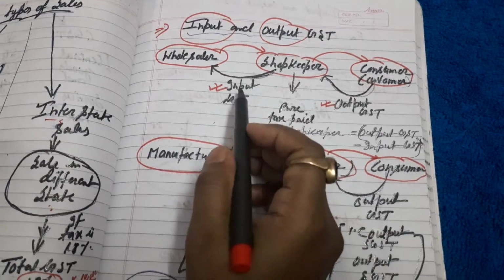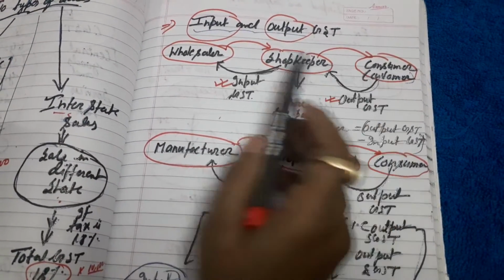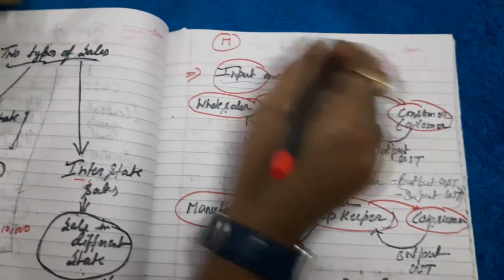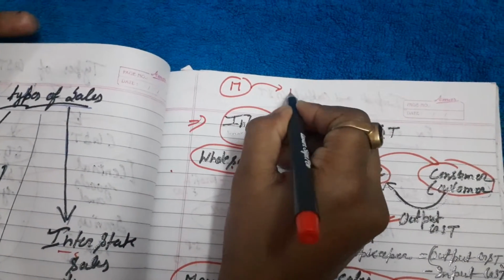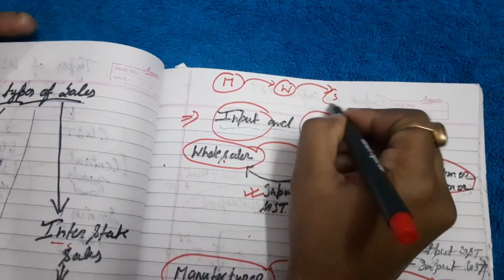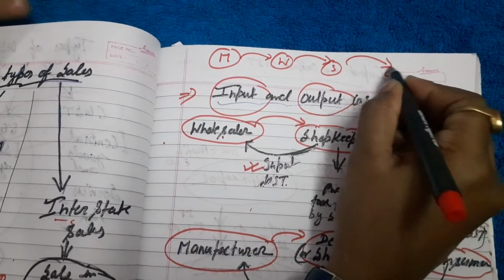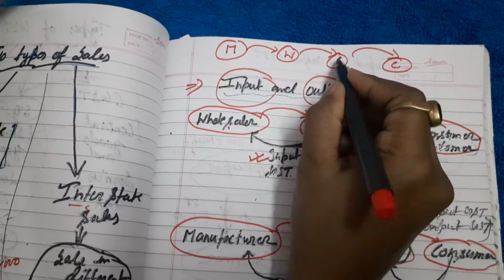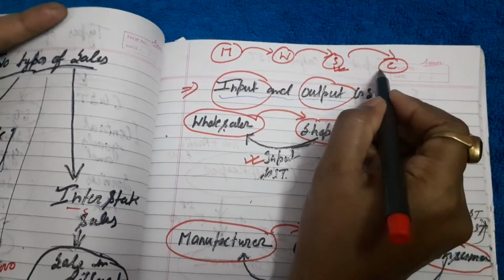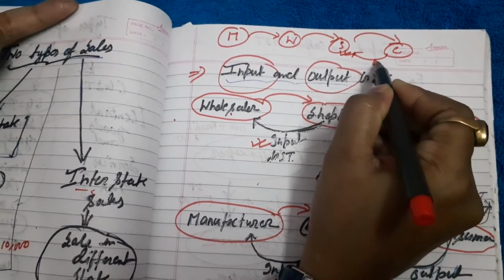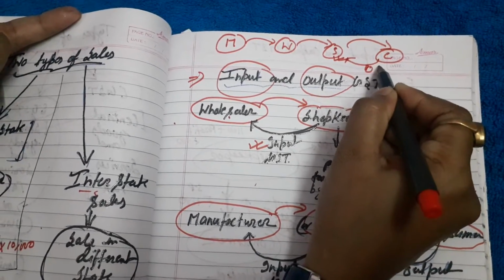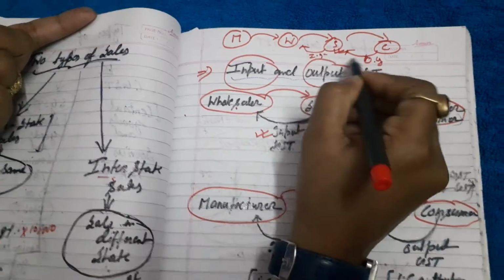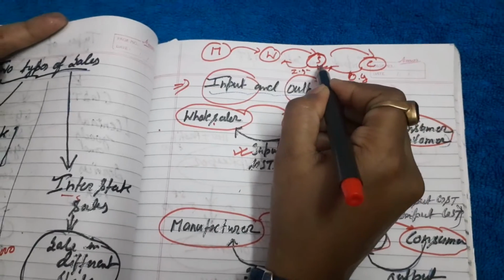See, sometimes you will see that there are 4 sellers: manufacturer, then wholesaler, then try to understand, there may be selling between 4 people, manufacturer to wholesaler, wholesaler to shopkeeper, shopkeeper to customer or consumer. Then, if we want to know about the tax paid by the shopkeeper, what do we have to do? This will be output GST and this will be input GST. We will subtract these two values, then that will be the net tax paid by the shopkeeper.